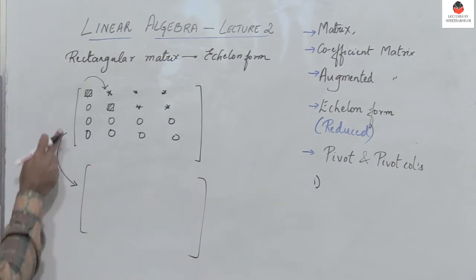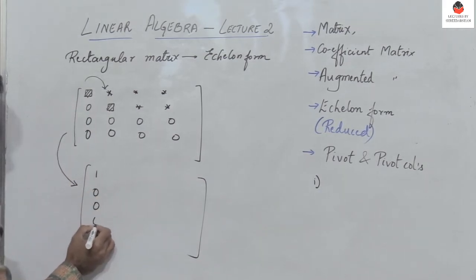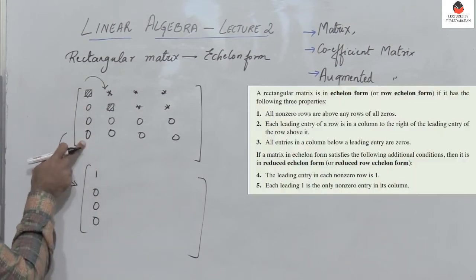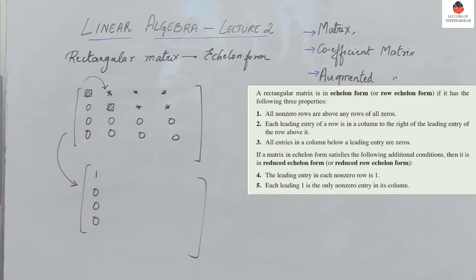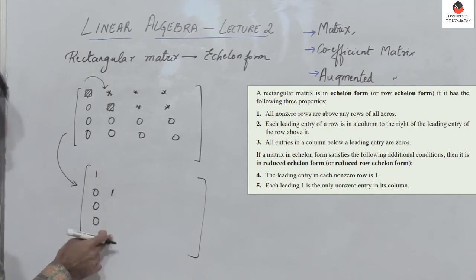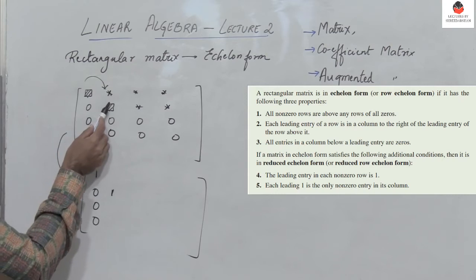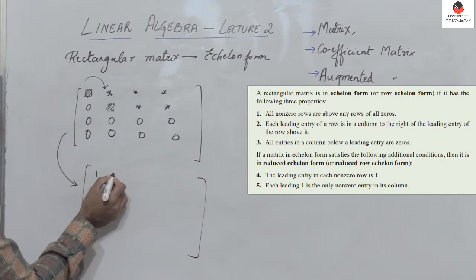What is reduced echelon form? In reduced echelon form, all the leading entries are 1. So here I have 1, the remaining elements are 0. So I need to have all the first 3 points, which have to be observed even for reduced echelon form. And next, the leading entry is 1, and the rule is the leading entry is the only non-zero entry in its column. So this element, which is the leading entry, should be 1. And I should not have a non-zero element here. So even this should be 0.